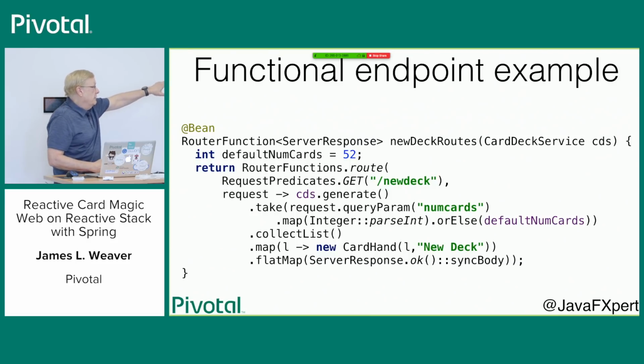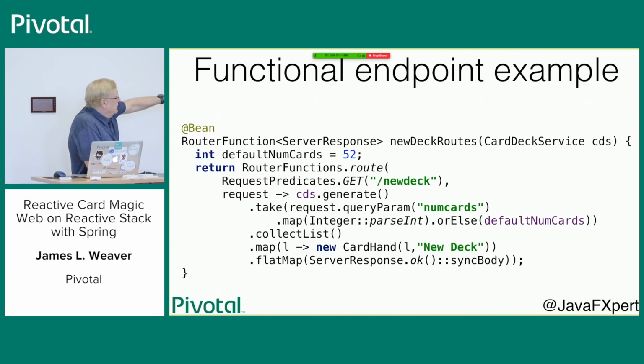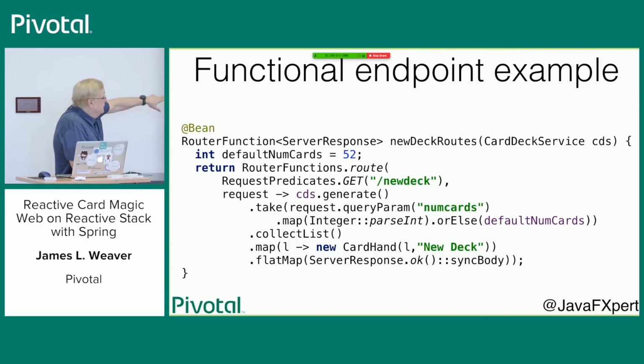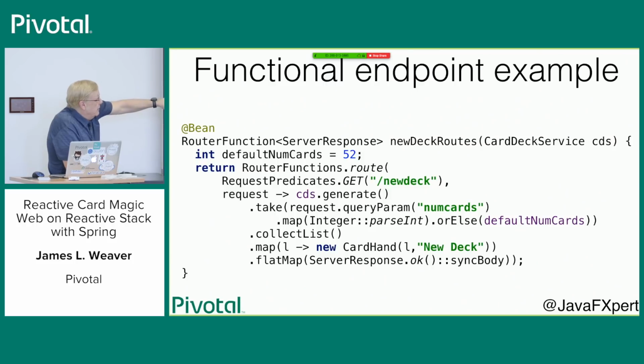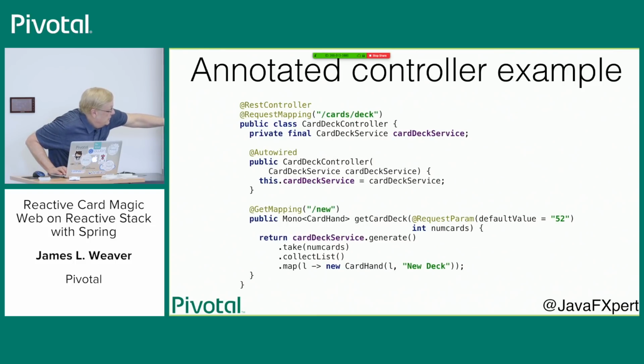And so here we have a bean, and what you do is you return a router function called new deck routes, and here we're passing in any dependencies we need, like card deck services, and then we have default number of cards. Remember, like in the annotated controller, we had default number of cards as 52.